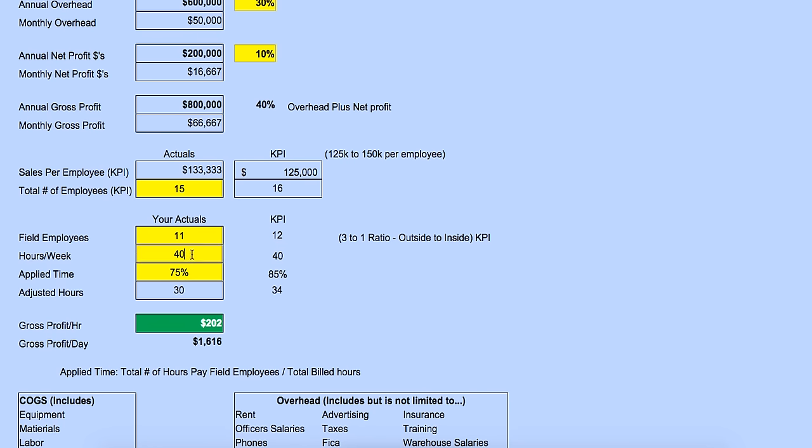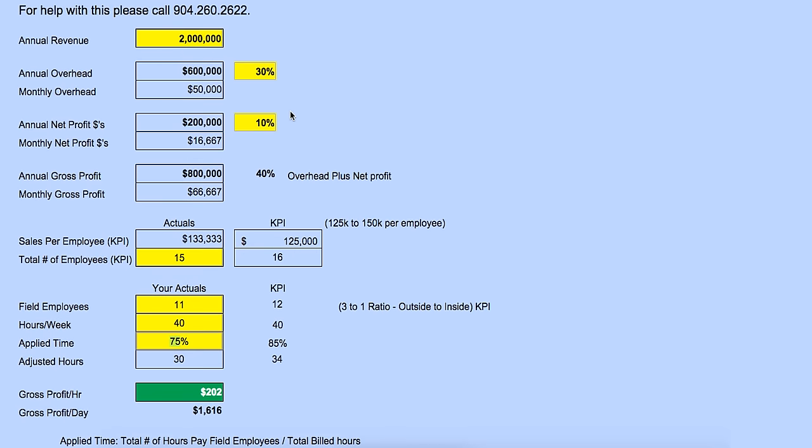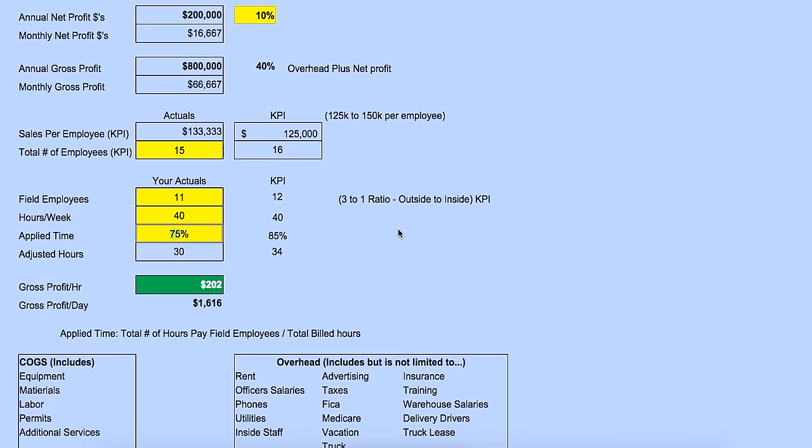And let's say they work 40 hours a week, and the KPI is 85% of the time billing. But let's say 75% of the time we know our guys are billing to the customer. My adjusted hours are 30 hours of actually billing, because I'm working 40 hours, but 75% of my time is actually billing time, which becomes $202 of gross profit per hour needed to be able to meet my goal of $800,000 in gross profit. Because technically, the only thing we need after our gross profit is our cost of goods sold.